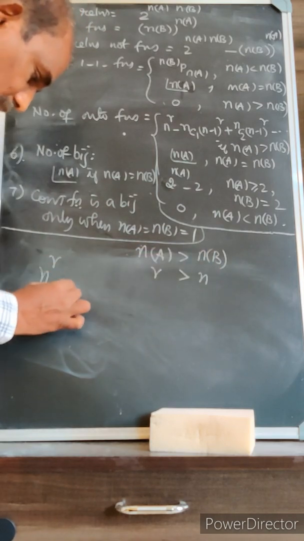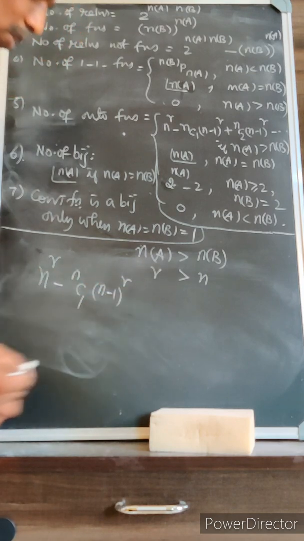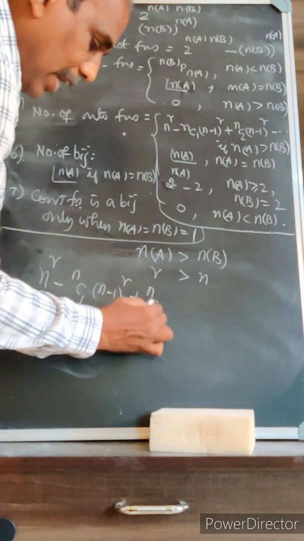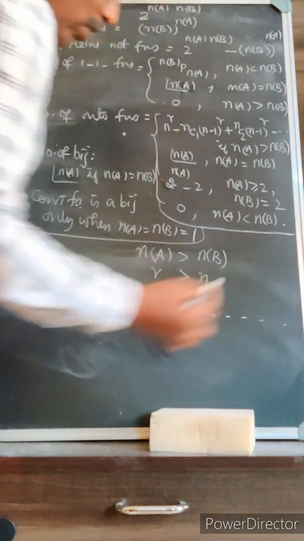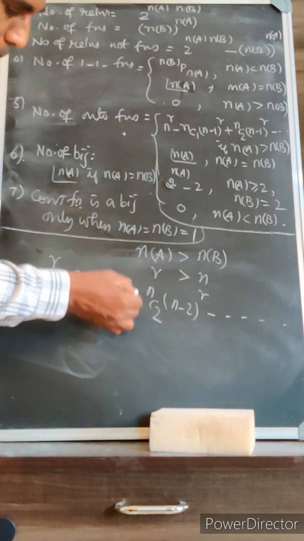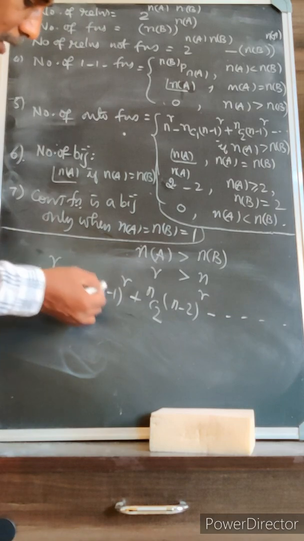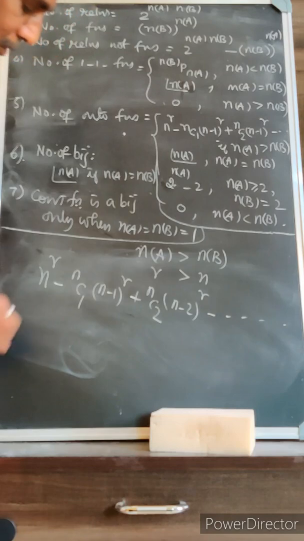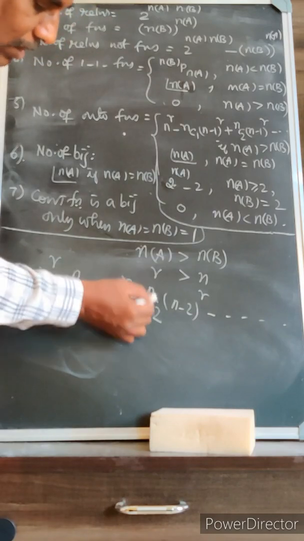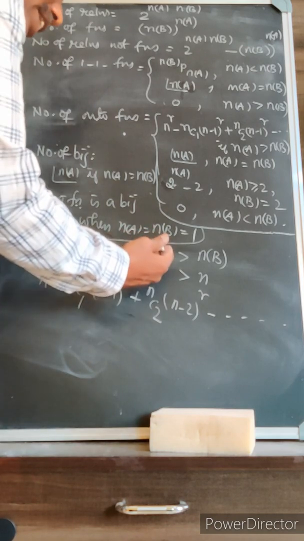n to the power of r minus nC1 (n minus 1) to the power of r plus nC2 (n minus 2) to the power of r, and so on, plus minus plus minus, it goes alternately like that. n power r, (n minus 1) power r, (n minus 2) power r, then nC0, nC1, nC2. This is the formula for finding the number of onto functions when n(A) is greater than n(B).